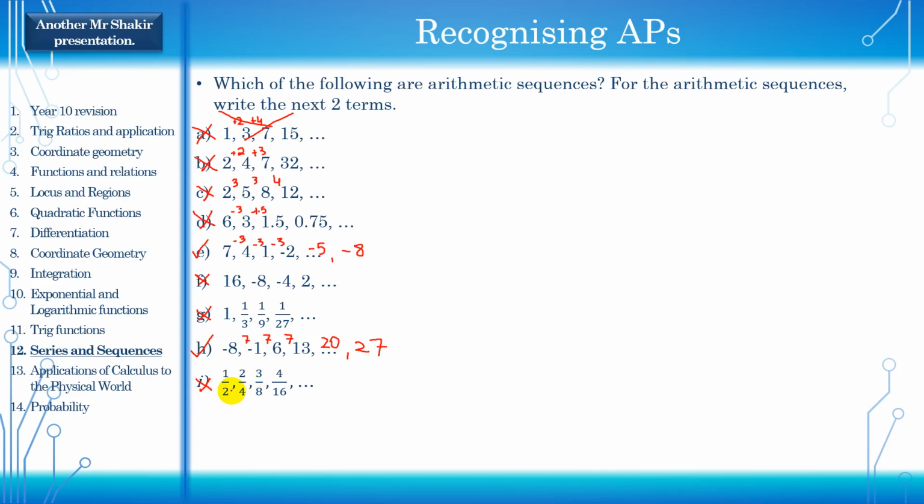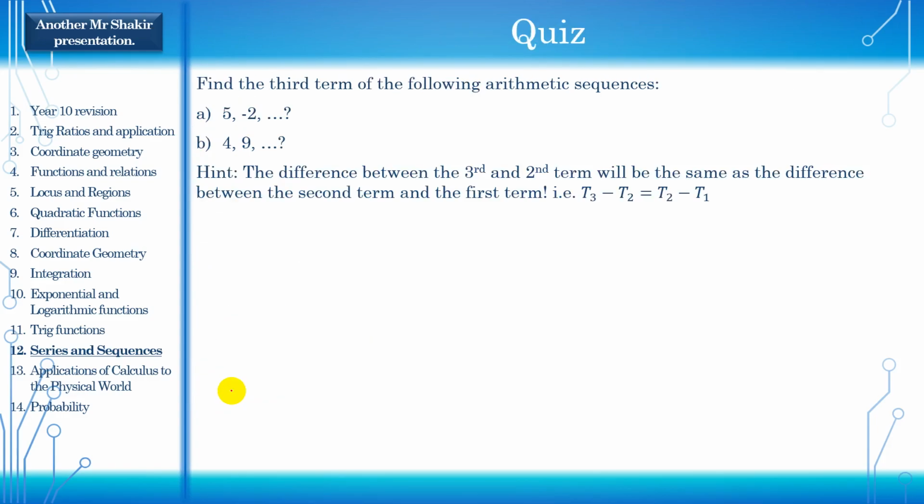Alright, so hopefully you can see how we find arithmetic sequences. This is another quiz, I guess. Find the third term of the following arithmetic sequence. The idea that I want you guys to get used to is it's going to go up or down by the same amount. 5 to negative 2, it went down by 7. So it's going to go down by another 7. So negative 9 will be the next term.